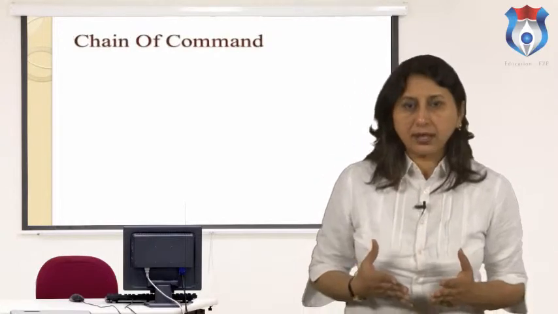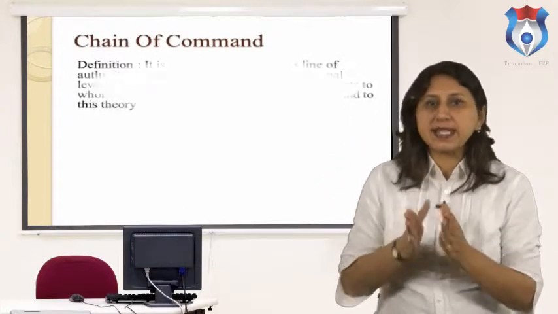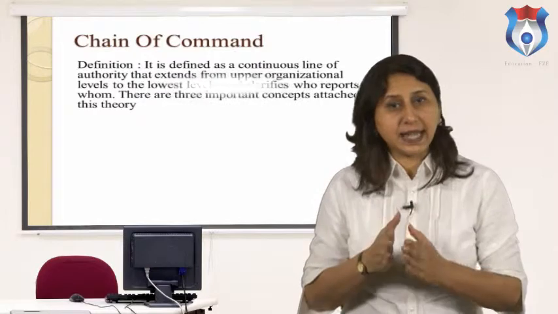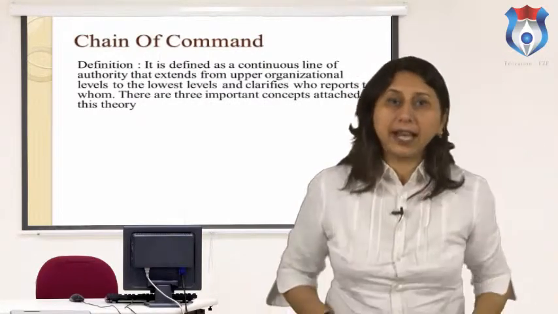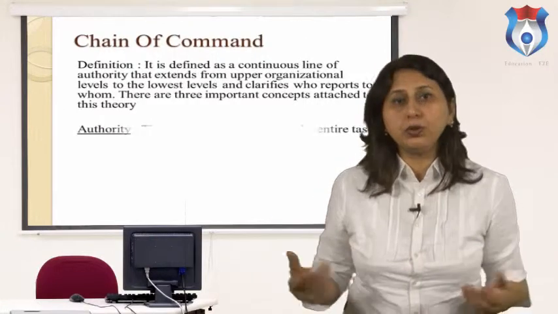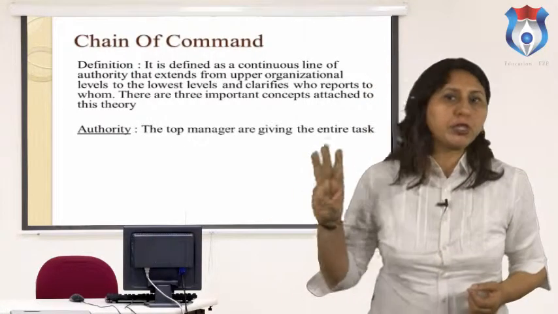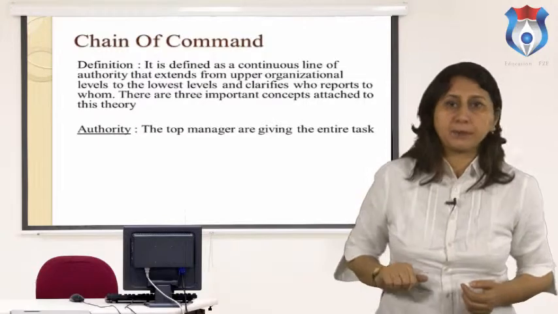Chain of Command. It is defined as a continuous line of authority that extends from upper organization levels to the lowest levels and clarifies who reports to whom. There are three important concepts attached to this theory.